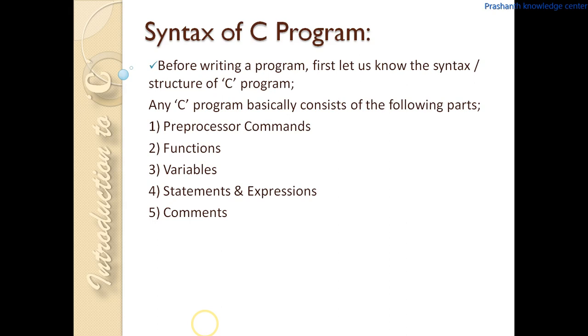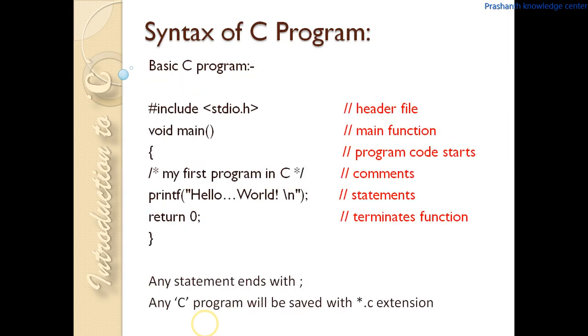Before writing a program, first of all let us know what is the syntax of the C program. Basically, a C program consists of the following parts: preprocessor commands, functions, variables, statements and expressions, and comments. This is the basic structure of the C program. Here, this hash is called the preprocessor directive. Preprocessor directive means the compiler, before processing the program, first goes with the hash, that is the preprocessor directives, that is the header files which we write.